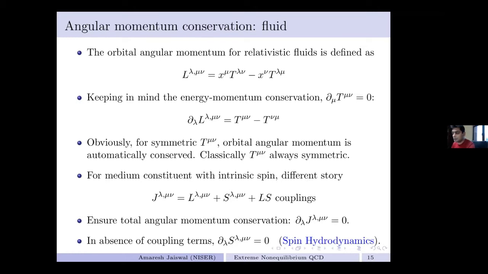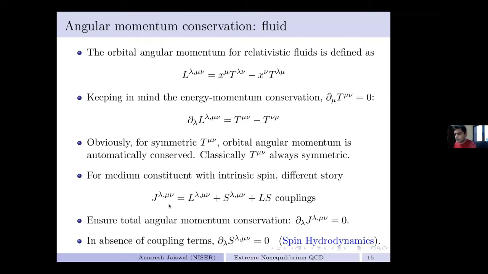So if T mu nu is symmetric and there is only orbital angular momentum due to the motion of the particles, then we need not worry about conserving total angular momentum separately. However, when the medium constituents have intrinsic spin, then the total angular momentum has also the spin and couplings. So the orbital part, the spin part, and the couplings between the orbital and spin.